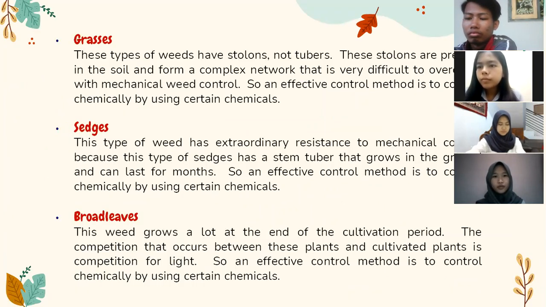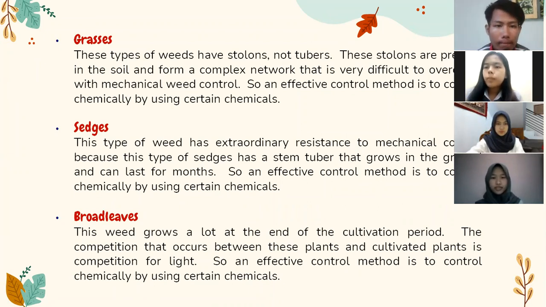Grasses. This type of weed has stolons, not tubers. The stolons are present in the soil and form a complex network that is very difficult to overcome with mechanical weed control. So an effective control method is to control chemically by using certain chemicals. Sedges have extraordinary resistance to mechanical control because this type has stem tubers that grow in the ground and can last for 4 months. So an effective control method is to control chemically by using certain chemicals.